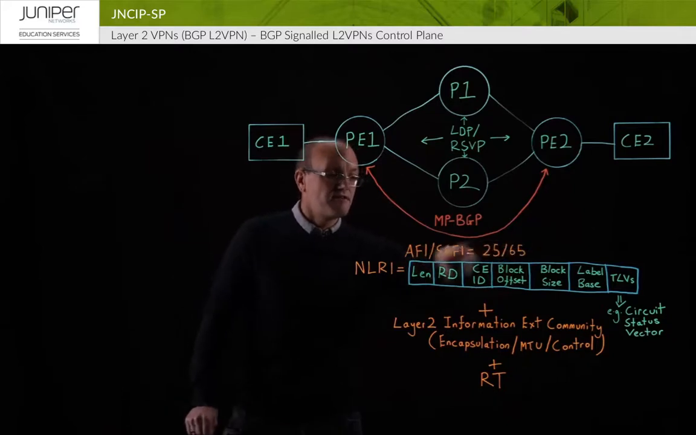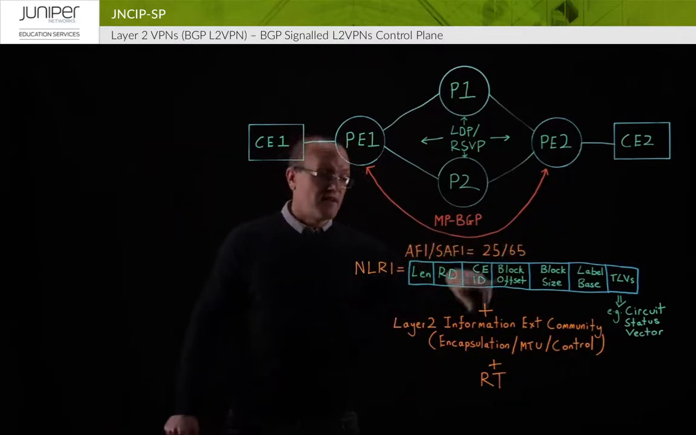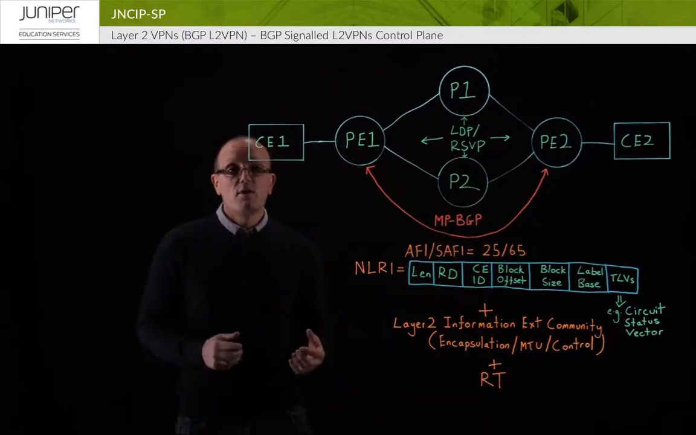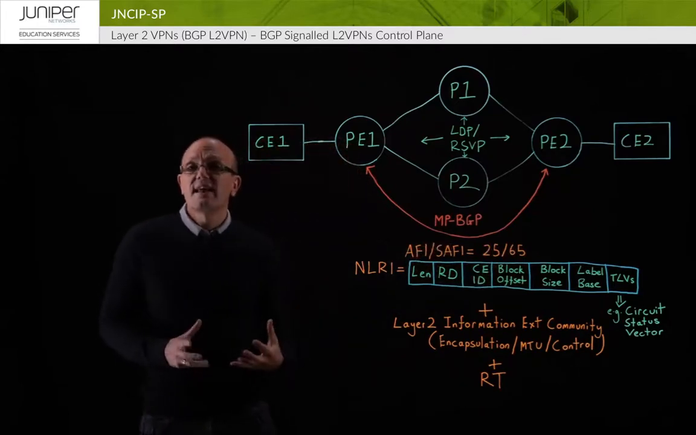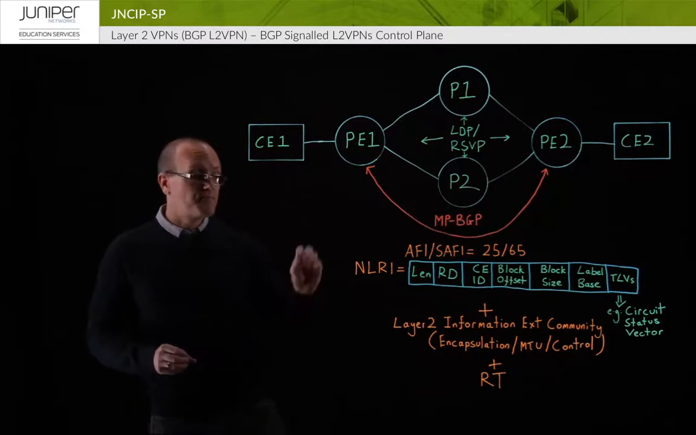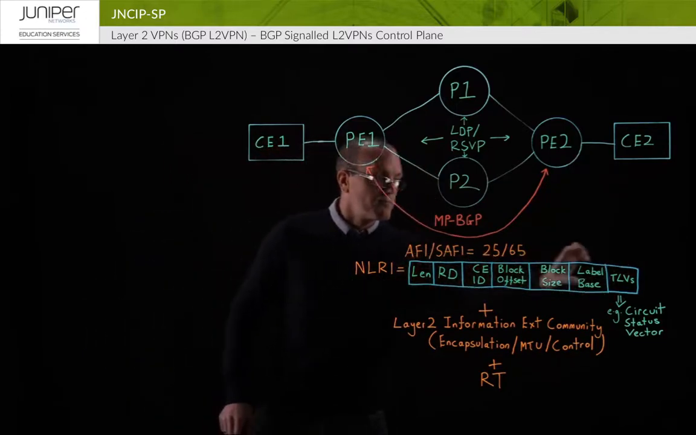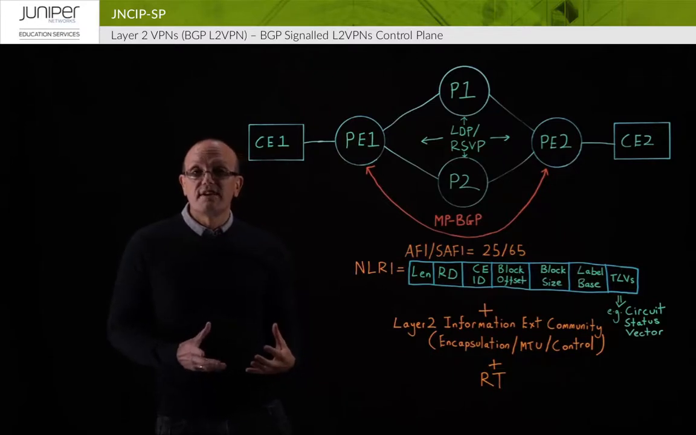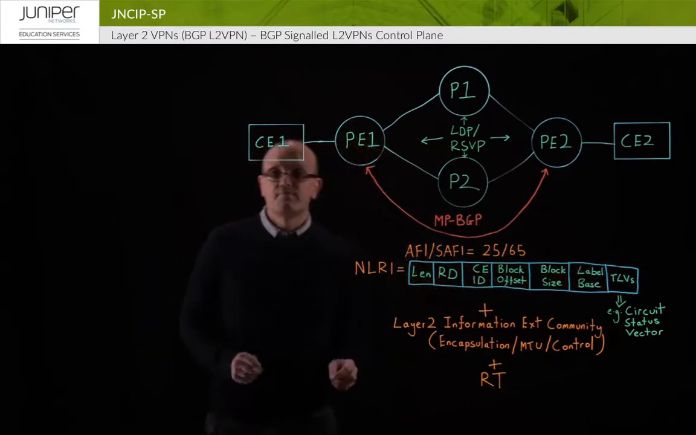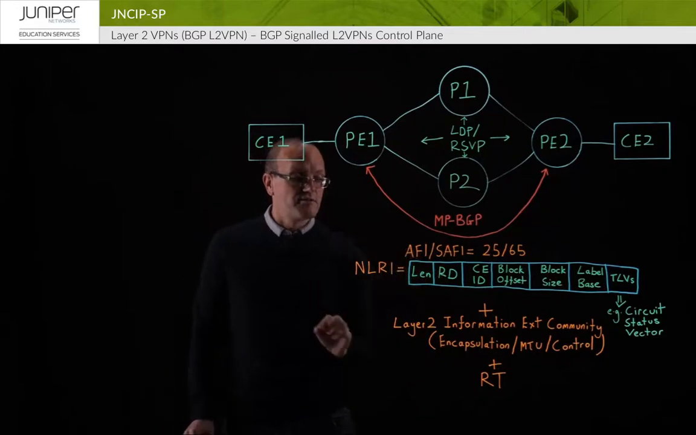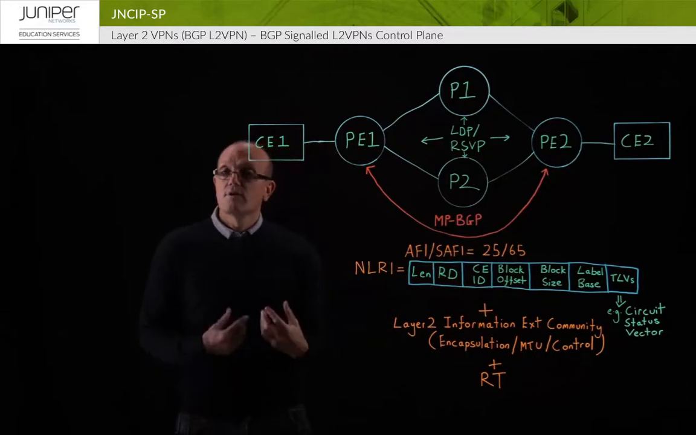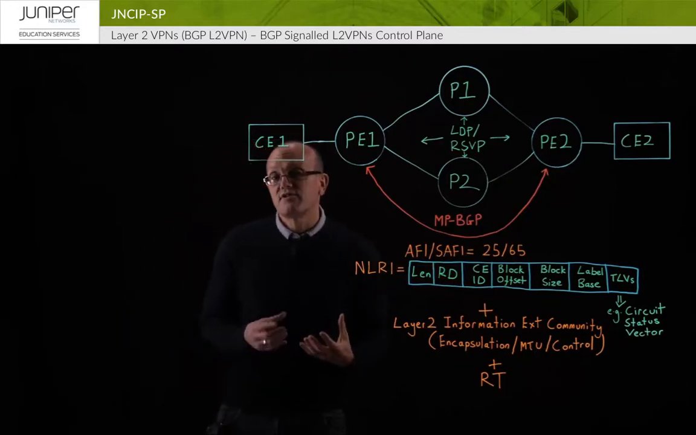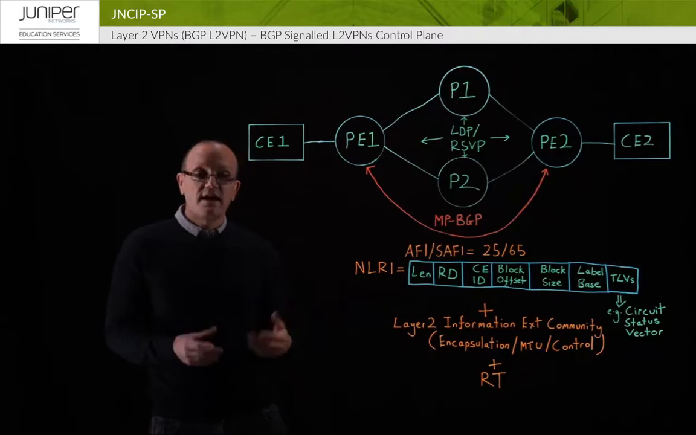So we have a different address family indicator and subsequent address family indicator. We're using 25 for AFI and 65 for SAFI. The NLRI, the network layer reachability information, is outlined here, and let's walk through some of the fields that we find in this NLRI. We have the length indicator at the start. We then have the route distinguisher, which is providing exactly the same functionality as we have with Layer 3 VPNs.